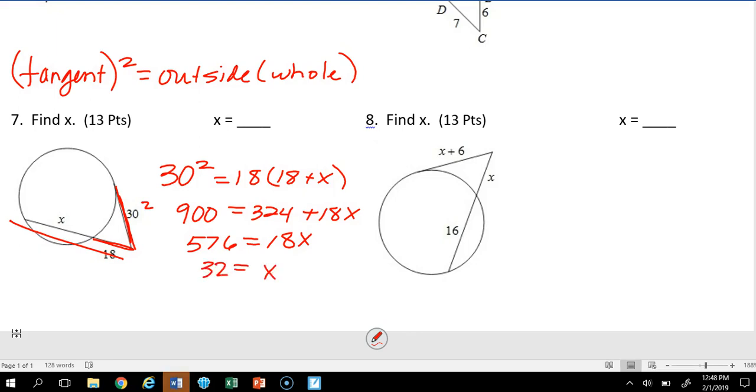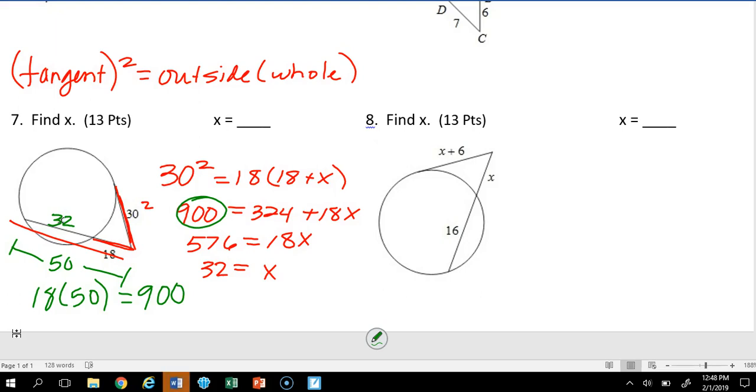Now here again, we can check our answer. So we're going to put that 32 right here, so we can check our answer. Now we know that 30 squared is 900. Now what we want to see is 18 times 18 plus 32, which is 50. The whole length. So the question is, is 18 times 50 equal to 900? And the answer is yes, it is. So once again, we can check our answer.